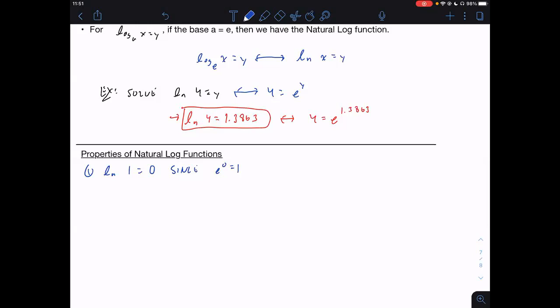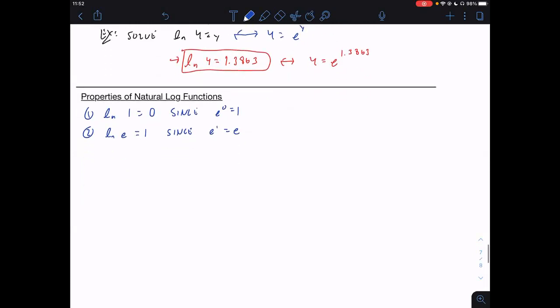Okay. Second property. The natural log of the same base equals what? What do we have to raise e by to get itself? 1, right? Any number raised to the first power equals that number. All right, so natural log of e equals 1, since e to the first power will equal itself.